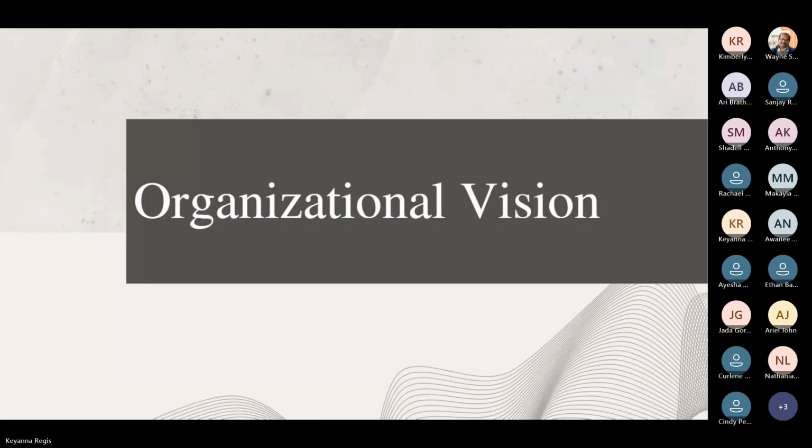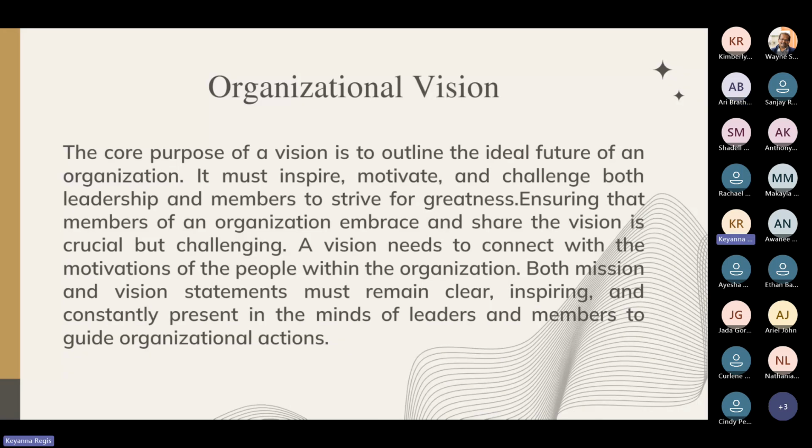Okay, next slide, please. Organizational vision. The core purpose of a vision is to outline the ideal future of an organization. It must inspire, motivate, and challenge both leadership and members to strive for greatness. Ensuring that members of an organization embrace and share the vision is crucial but challenging. A vision needs to connect with the motivations of the people within the organization. Both mission and vision statements must remain clear, inspiring, and constantly present in the minds of leaders and members to guide organizational actions.